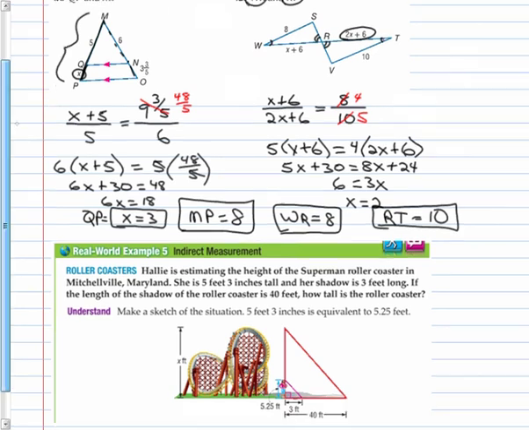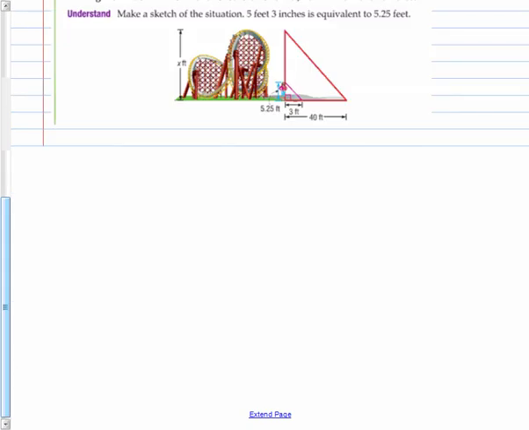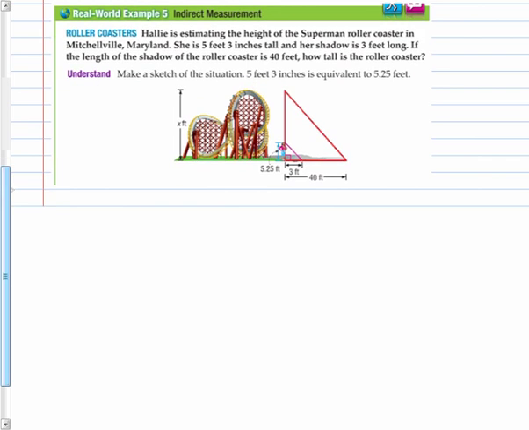Similar triangles can be used to do all sorts of nifty stuff. Haley is estimating the height of the Superman roller coaster in Mitchellville, Maryland. She happens to be 5 feet 3 inches tall. Now I want you to notice in their picture here, instead of calling her 5 feet 3 inches, they did 5.25 feet. We can't mix our units. So how'd they get 0.25 from this 3 inches? 3 out of how many inches in a foot? 12. 3 out of 12. 3 twelfths is 1/4, 0.25.